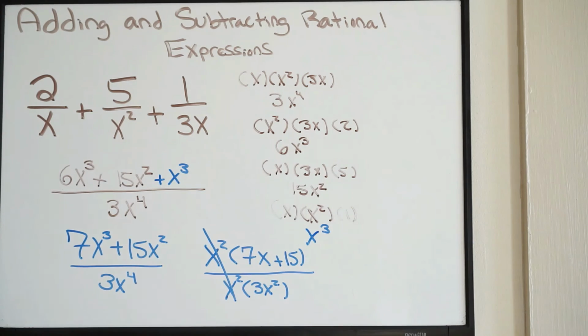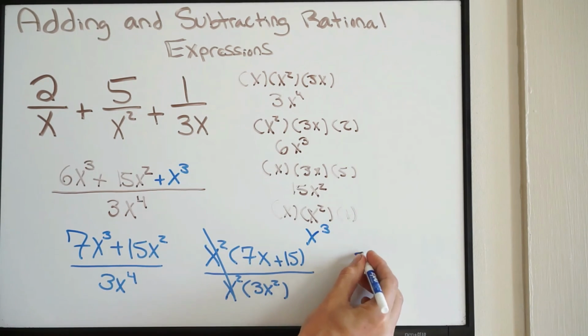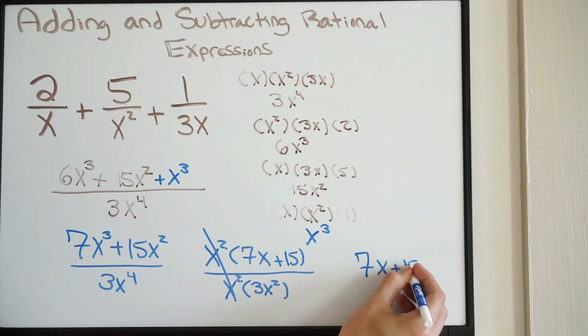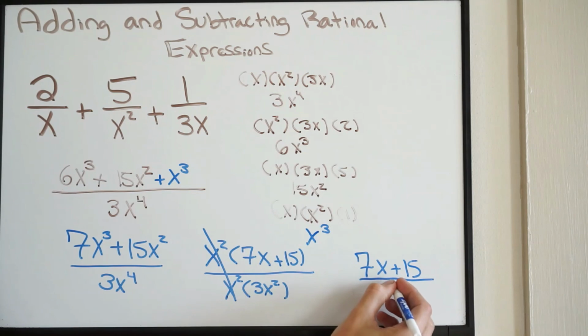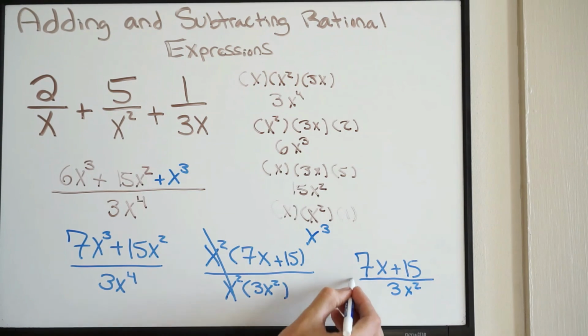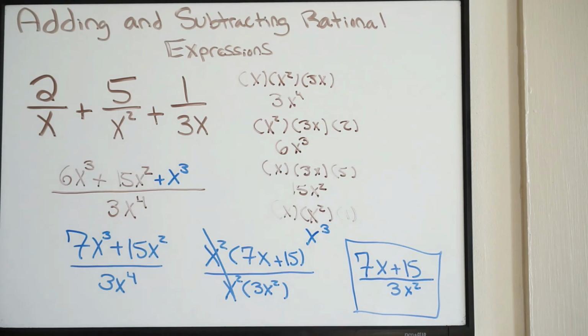And then your final answer is just going to be the following. We're going to have 7x plus 15 all over 3x squared. This is it. Okay, that's going to be our final answer.